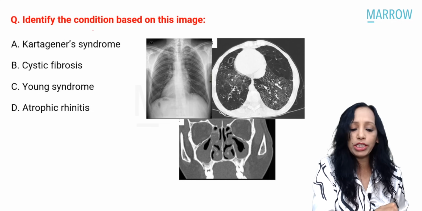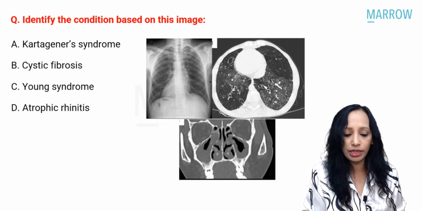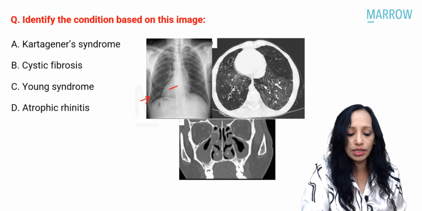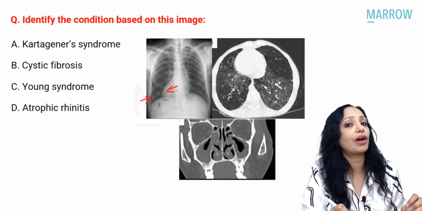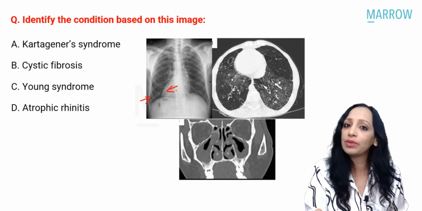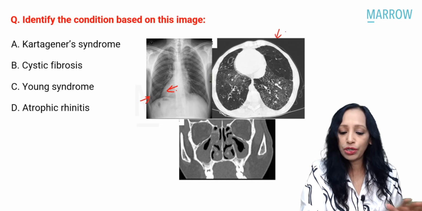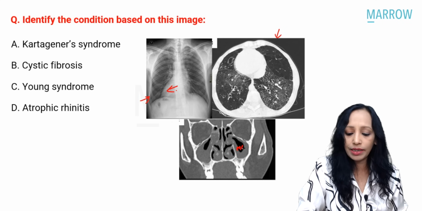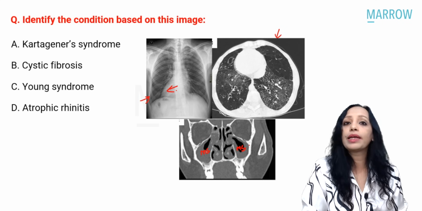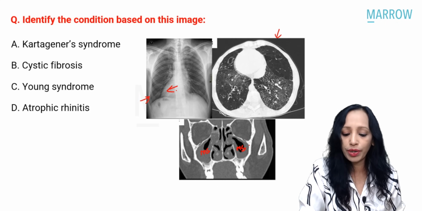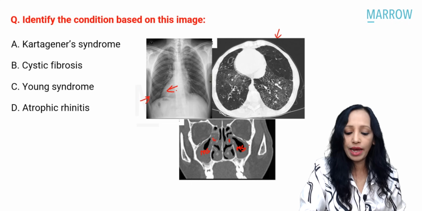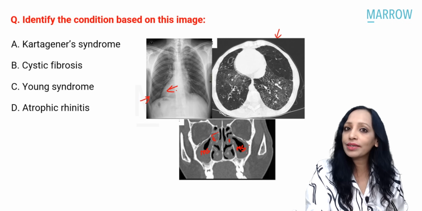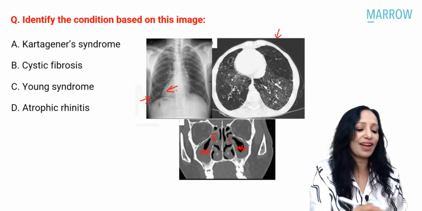Identify the condition based on this image. So what is the image that has been shown here? The first one is an X-ray which is showing that the heart is on the opposite side. So this is dextrocardia, situs inversus. And the second is the CT of the chest showing the bronchiectasis. And here we are seeing the maxillary sinuses. This is the NCCT of the nose and paranasal sinuses showing that there is sinusitis in the maxillary and in the ethmoid. So this is bronchiectasis, chronic sinusitis, and situs inversus. What is that? Yes, that is Kartagener syndrome.